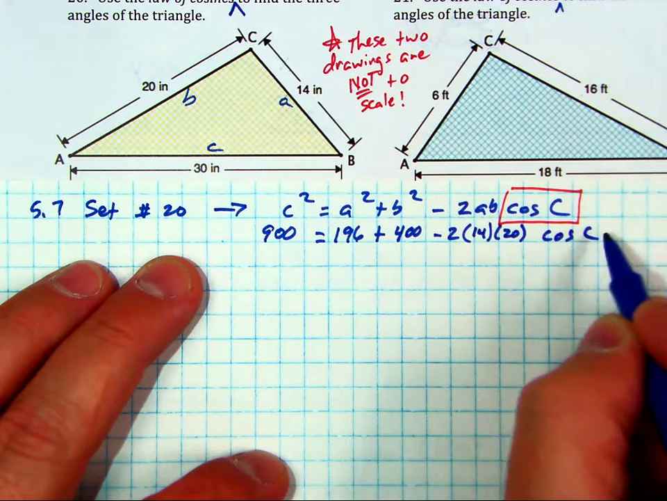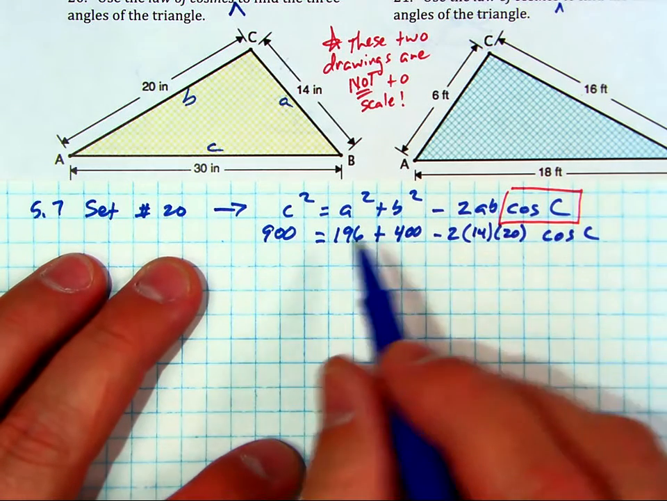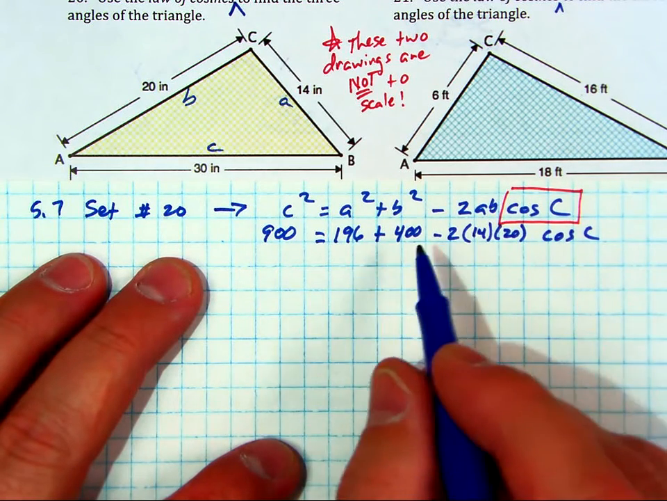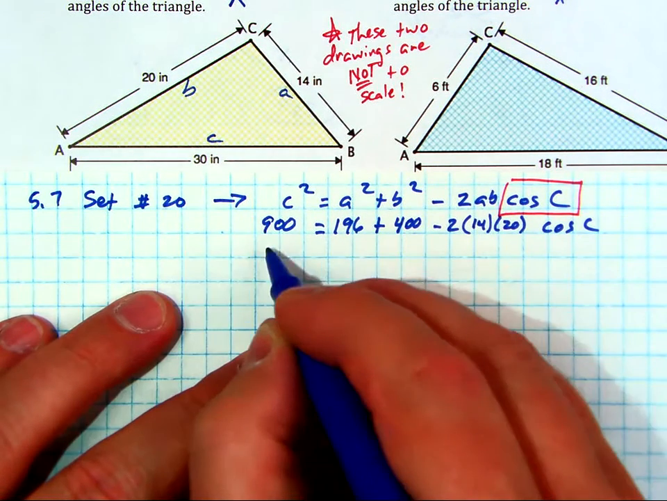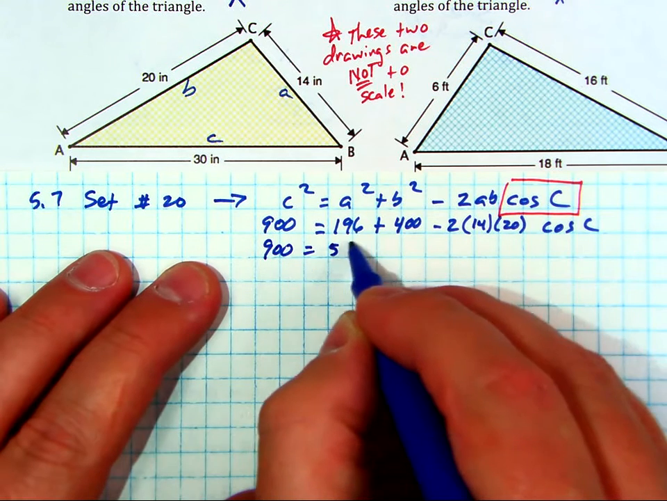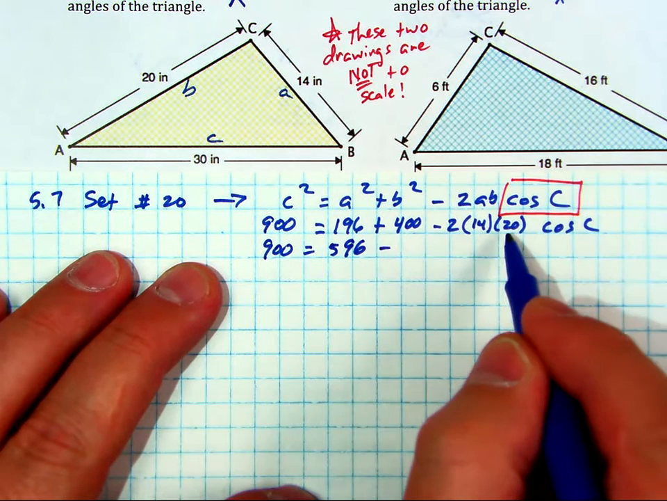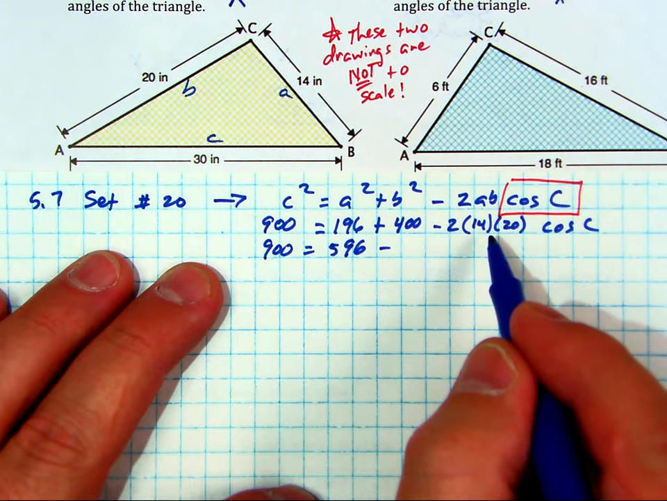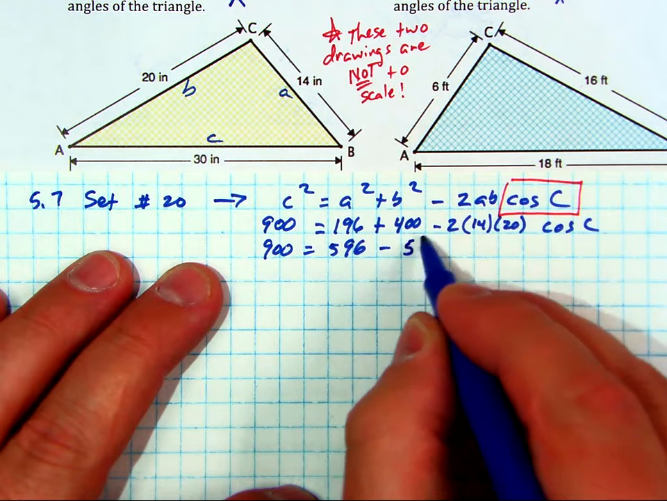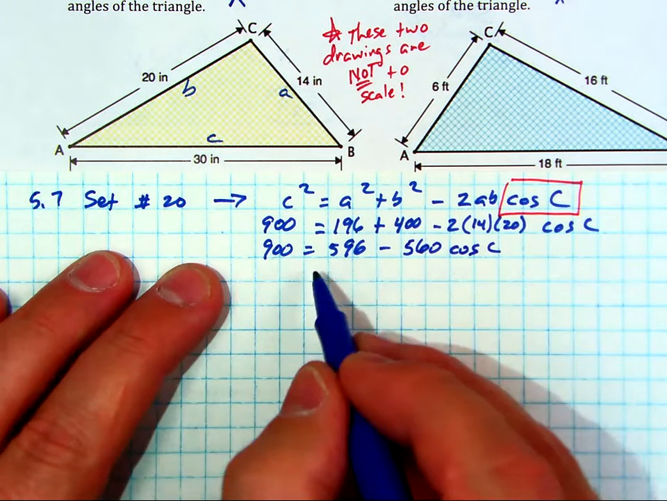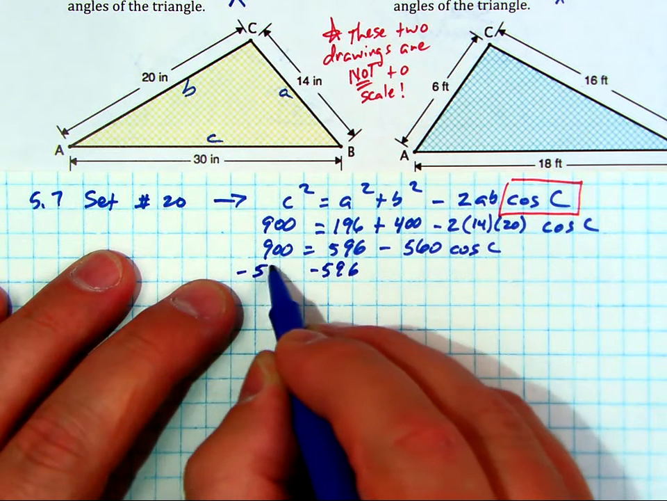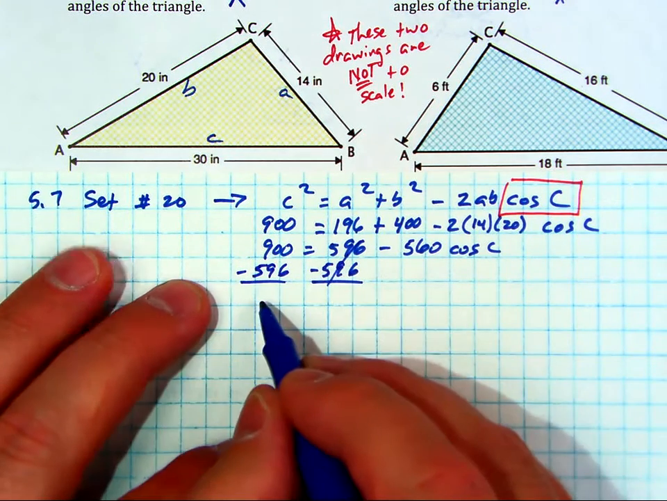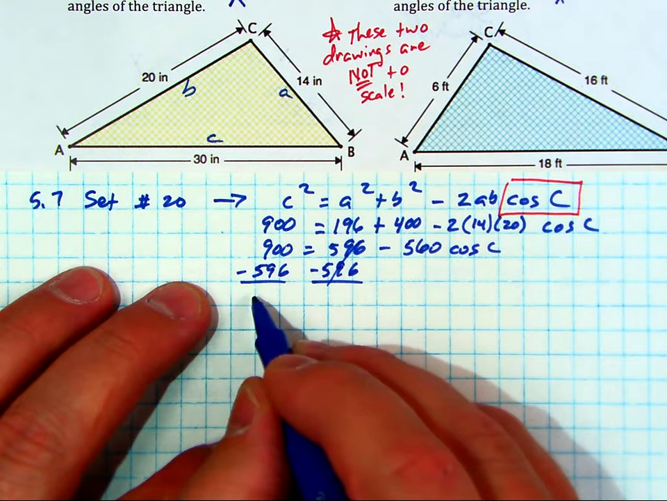And then you don't know the cosine of angle C. So we've got a bunch of addition and subtraction and then division to do here. So I'm going to combine like terms. You guys can help me out with the calculator so I don't have to put it up on the screen, please. But what's 196 plus 400? Okay. And what's 2 times 14 times 20? Is that 560? Okay, somebody do 900 minus 596. 304. Is that positive or negative?